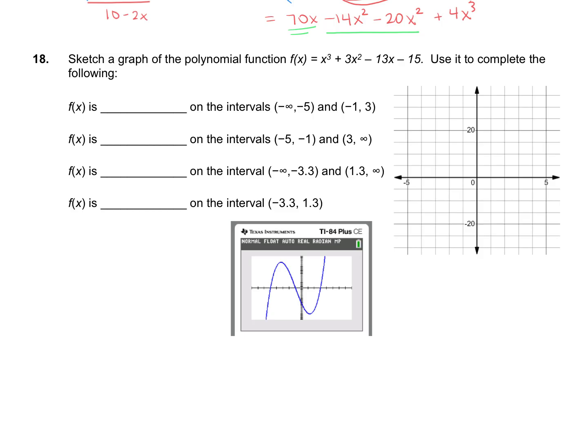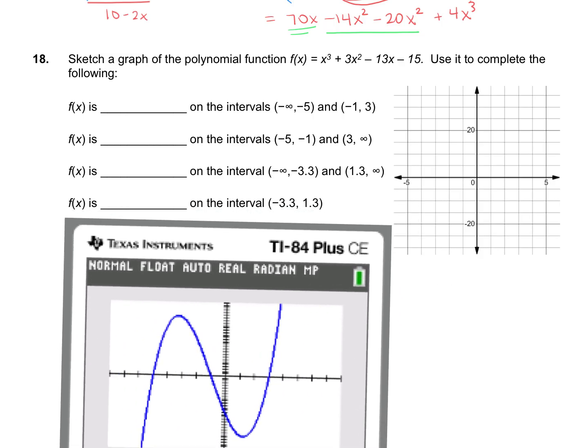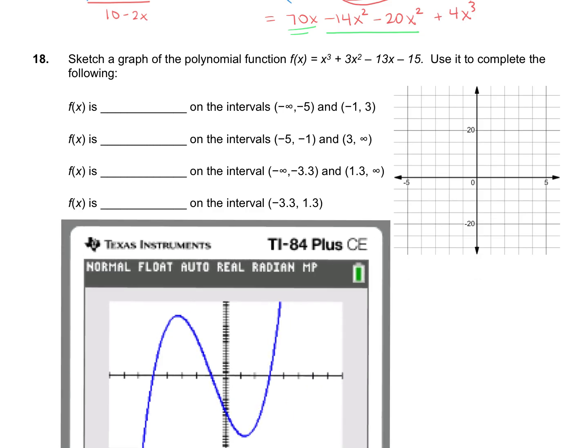All right, so here's what it looks like on our graphing calculator. When we sketch this, we want to first plot where the zeros of your function are. So we can see we have one at positive 3, a negative 1, and a negative 5. So on our sketch, let's just plot those points. We've got positive 3, negative 1, and negative 5.